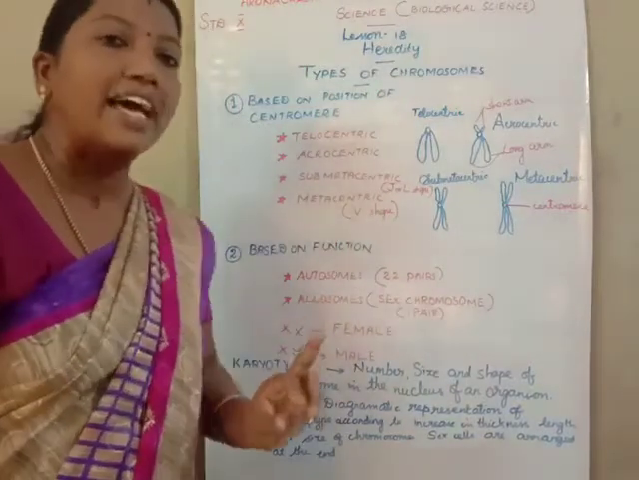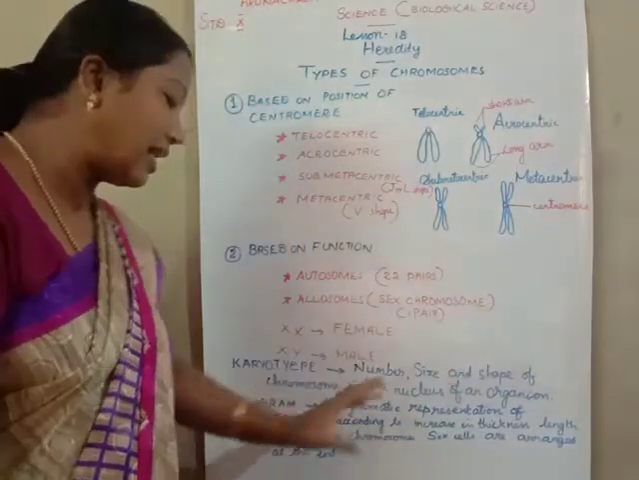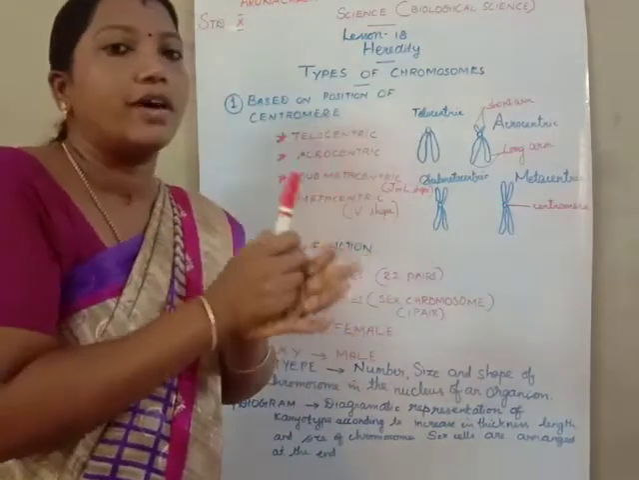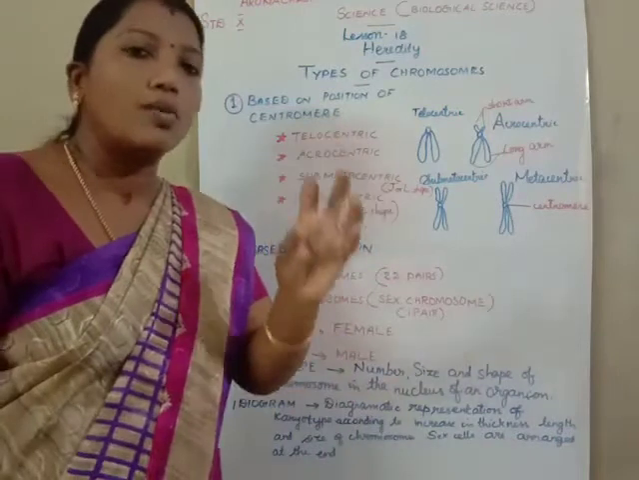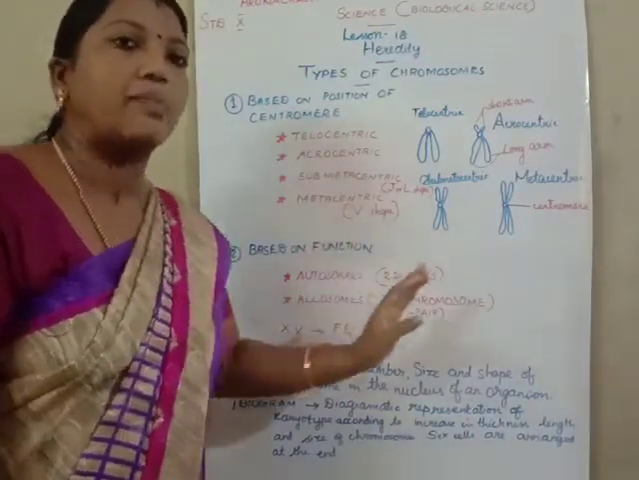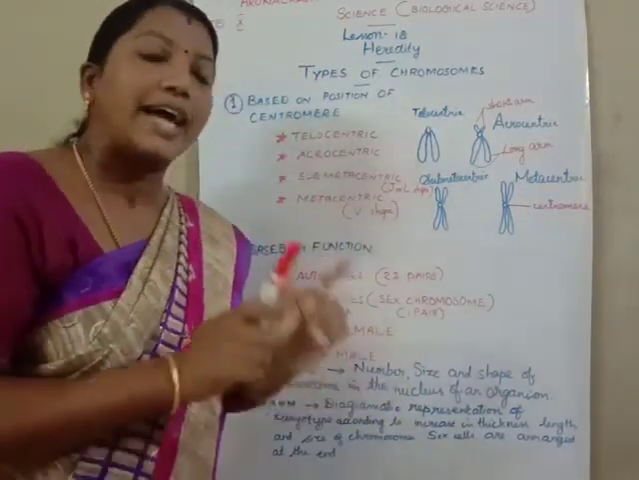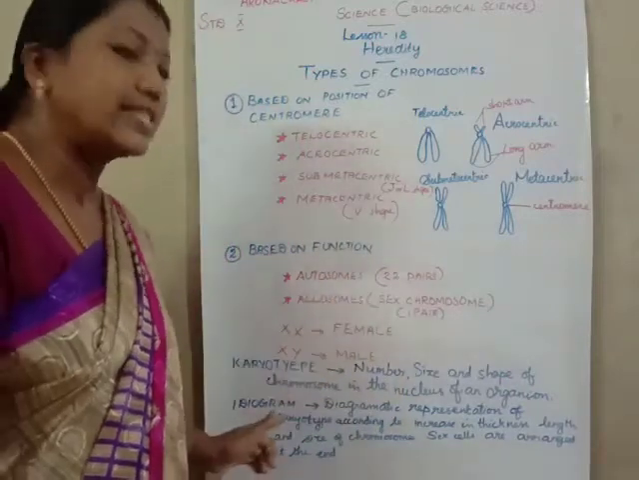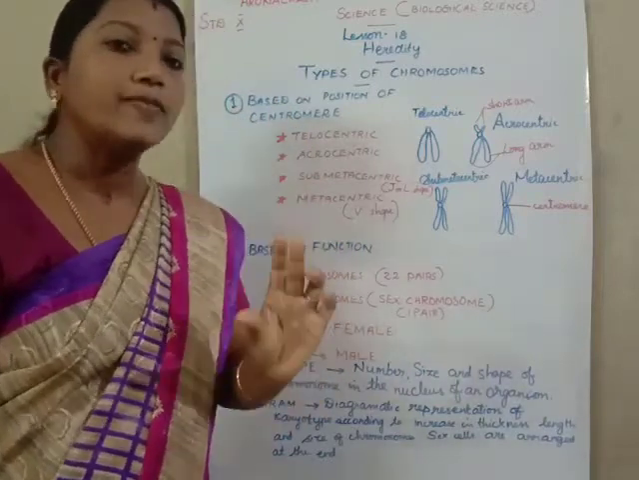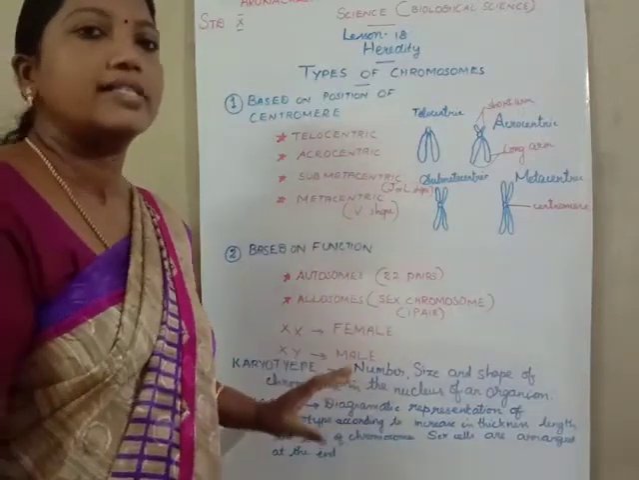Then, what is a karyotype? Karyotype is the size, shape as well as the thickness and length of the chromosomes in the nucleus of an organism. We know we can see chromosomes inside the nucleus. Their thickness, size, shape, everything together we call a karyotype. If it is represented diagrammatically, we call it an ideogram. An ideogram is a diagrammatic representation of the chromosomes in a chart or on paper.